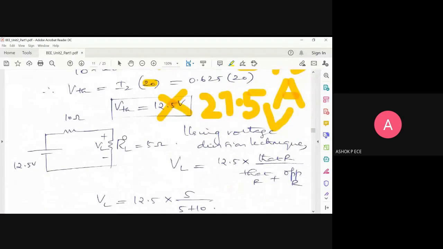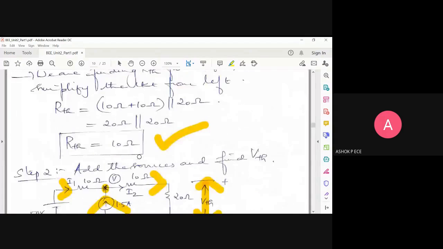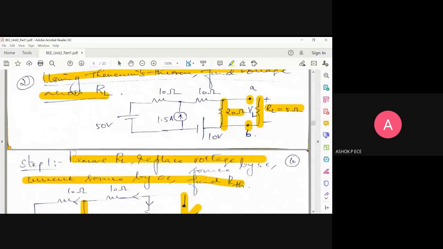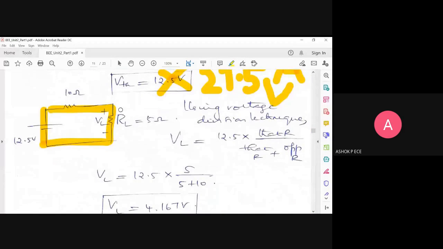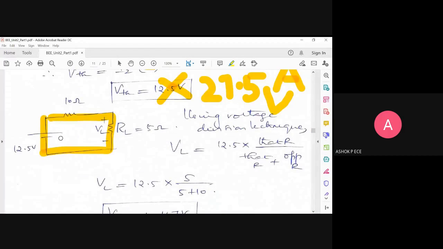Now draw the equivalent circuit. See here, VTH, RTH, RL. I think RL is 20 ohms, right? RL is 5 ohms. So add RL here. And they have asked the question, find the voltage across 5 ohms. So use the voltage division technique. So total applied voltage into that resistance by that resistance plus opposite resistance.